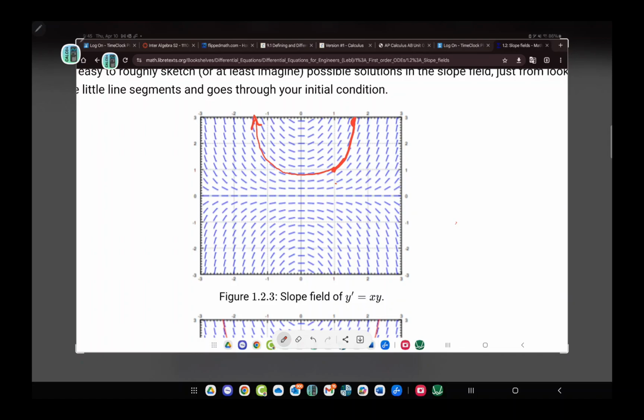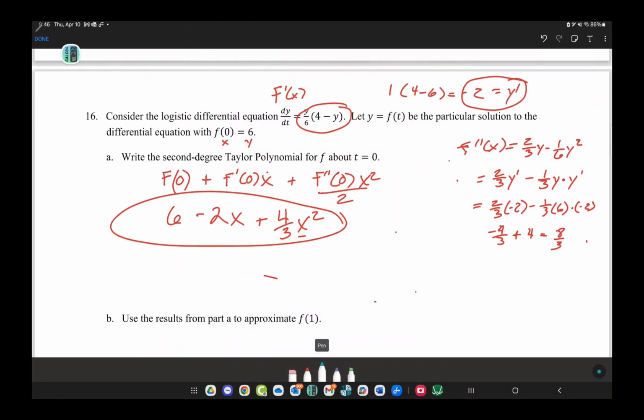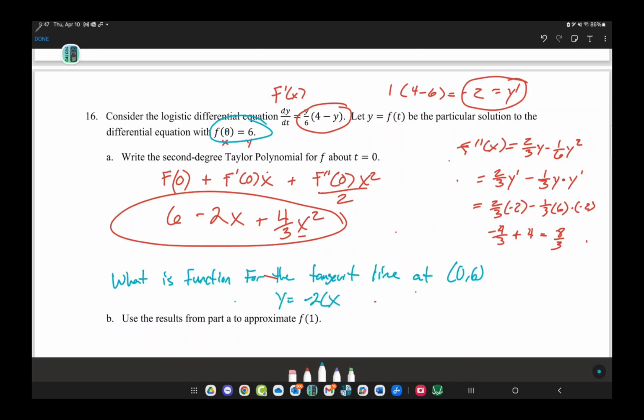The second part is, let's go back to that question we had just a second ago, and I say, what is the equation for the tangent line? Isn't it just the slope at a point? Mm-hmm. 0.6, the given value. Did we already do that? So y equals negative 2x, your function.